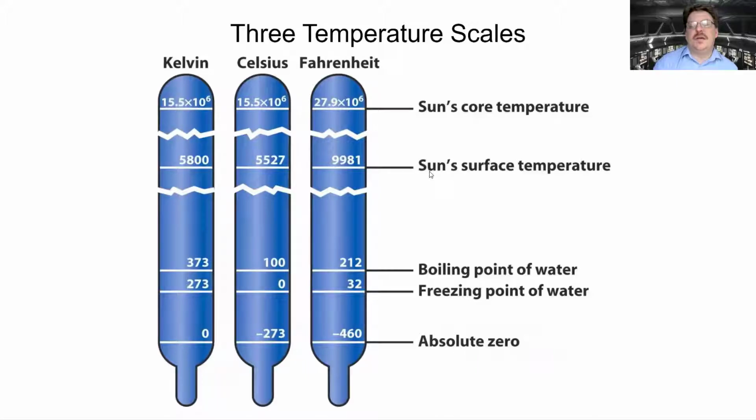When we talk about the temperature of things, we have three different temperature scales. The only one we really care about in astronomy is Kelvin, because it's the most physically based of the three. And what I mean by physically based is that there is an absolute zero. There is a starting point. And what absolute zero means is that that object does not move at all.